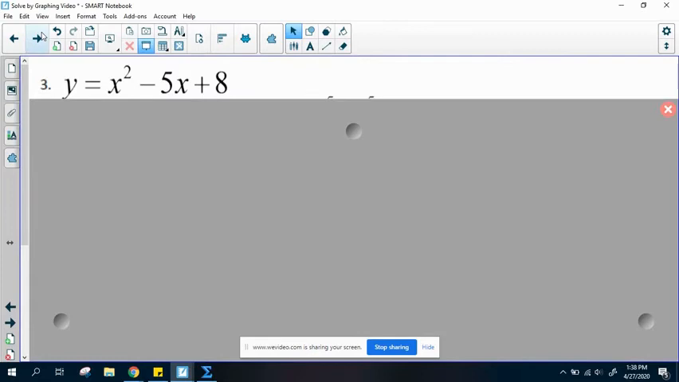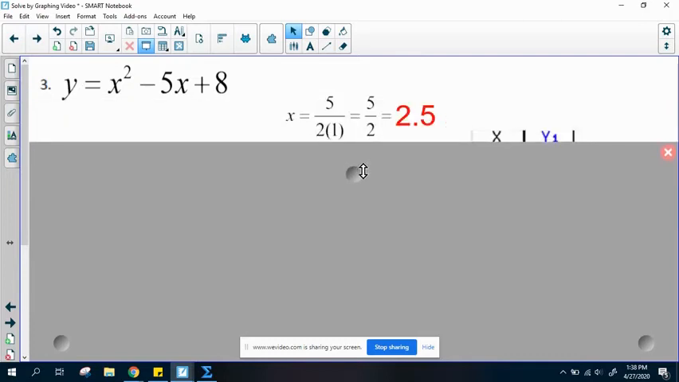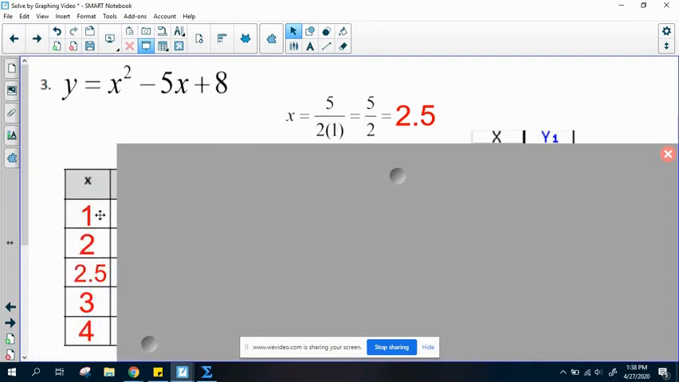x squared minus 5x plus 8. Again, I need to find the vertex, so opposite of b over 2a. So I'm going to take 5 divided by 2 times 1. If there's nothing in front, remember it's assumed to be 1. So then 5 divided by 2 is 2.5. So then I'm going to put that on my table. If I put 2.5 in the middle, it's in between 2 and 3. And then I have a 1 and a 4.